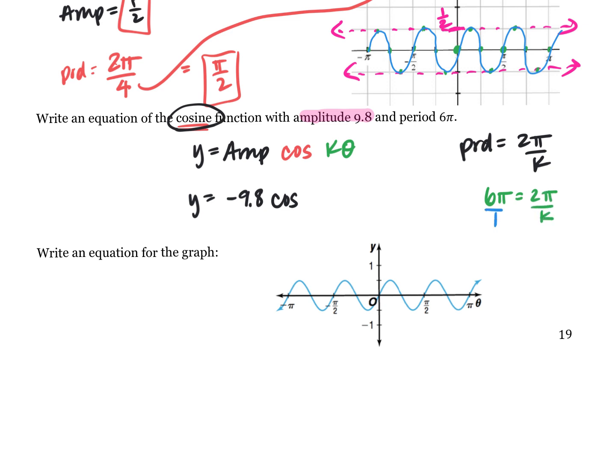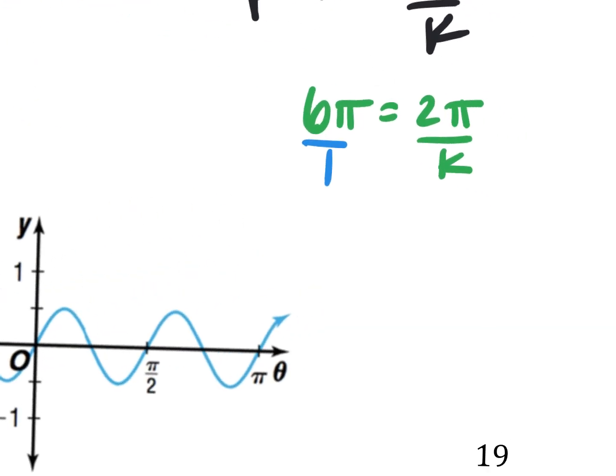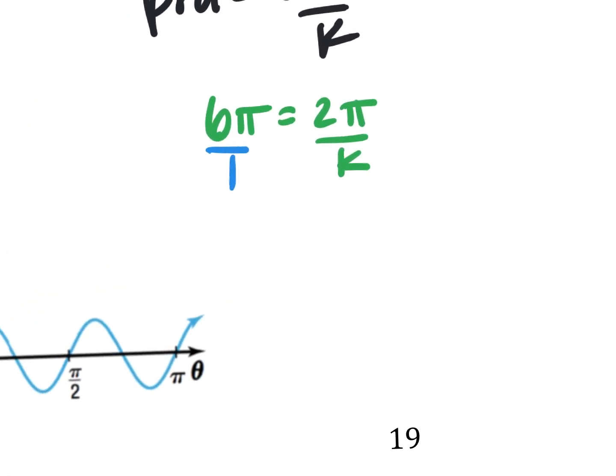Could we throw that over 1 and just cross multiply and solve it? Or we could also think, what should my k be to make that 6 pi? Two different ways to do it. This is kind of the algebraic way. What would happen if I cross multiply that there? 6 pi k equals 2 pi. How do I get k by itself? Divide by 6 pi.